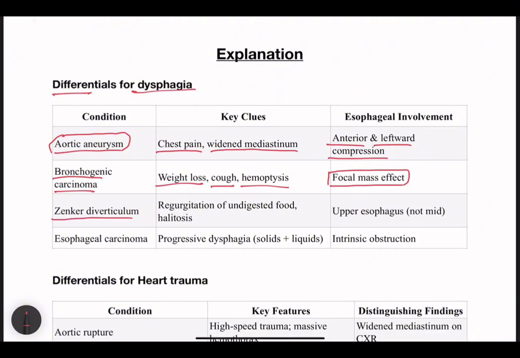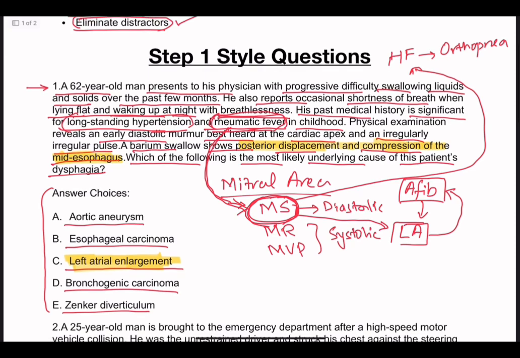Then Zenker diverticulum is also one of the potential causes for dysphagia. In Zenker diverticulum, we would have regurgitation of undigested food and halitosis, which is a bad breath or bad smell coming from the mouth due to retention of food in the diverticulum. And it usually affects the upper esophagus, not the mid. And esophageal carcinoma. In esophageal carcinoma, we again have progressive dysphagia to solids and liquids. We also have a history of weight loss, and on barium swallow, we would have intrinsic obstruction of the esophagus. So this was all about dysphagia.